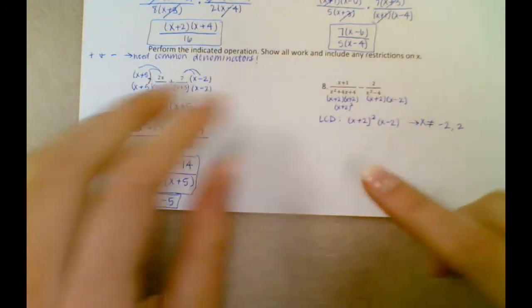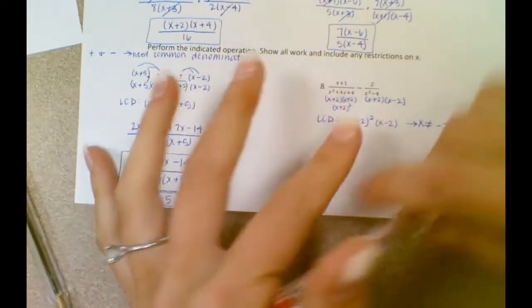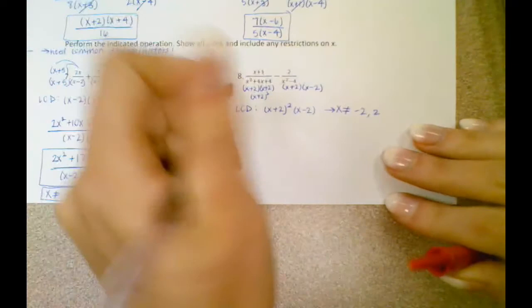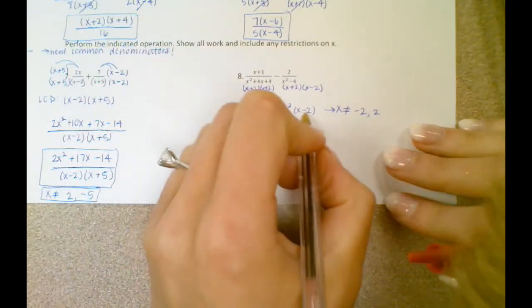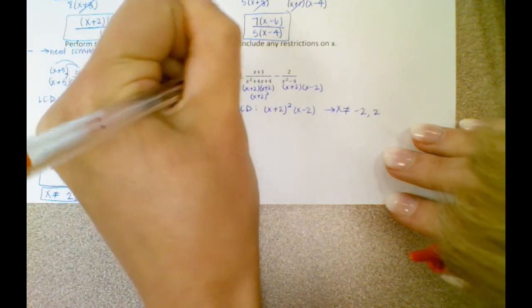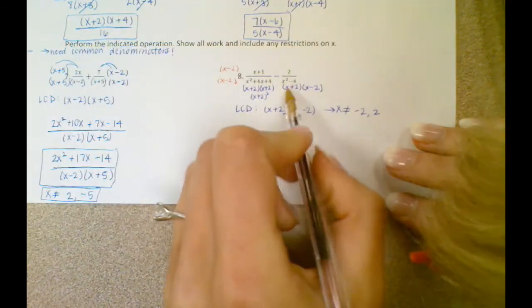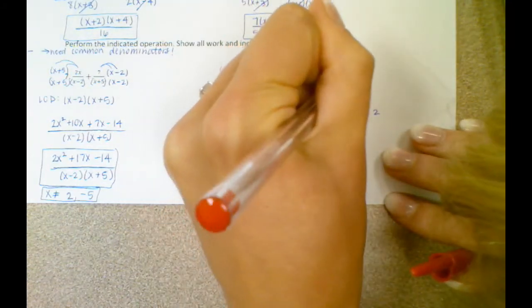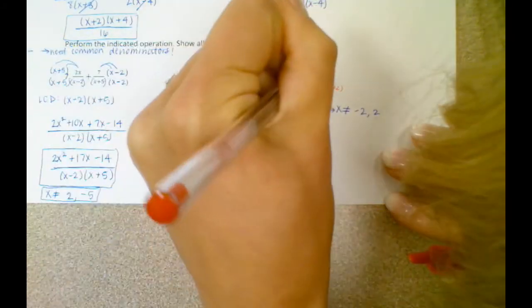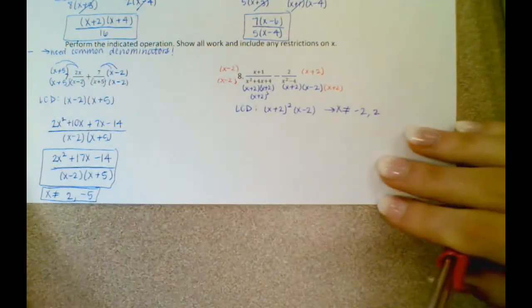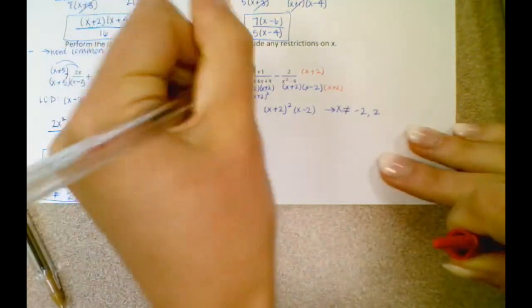I'm going to actually do this in a separate color to make it a little easier to see. Whoops, struggling over here. Okay, so this has the x plus 2 squared, so I need the x minus 2 over here. This has the x minus 2, one of the x plus 2s. It needs another x plus 2, so now it's got both of them. Okay. And then we go ahead and FOIL this. Oops, let's do this.